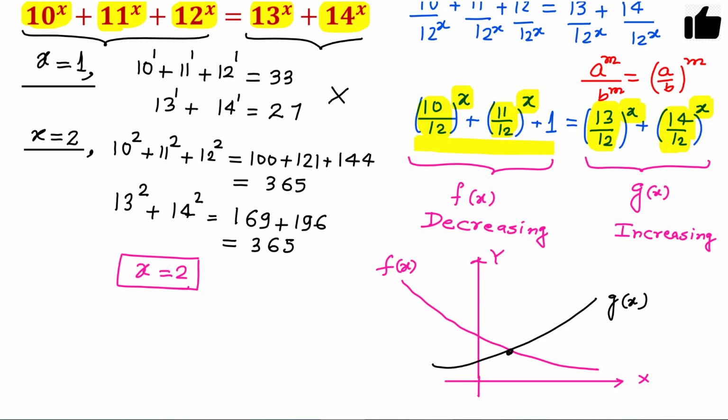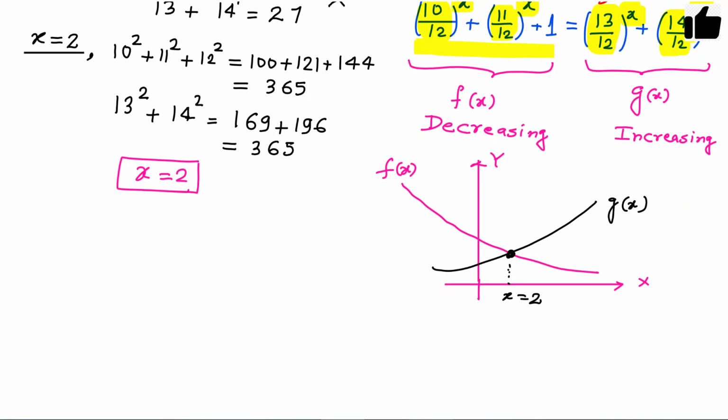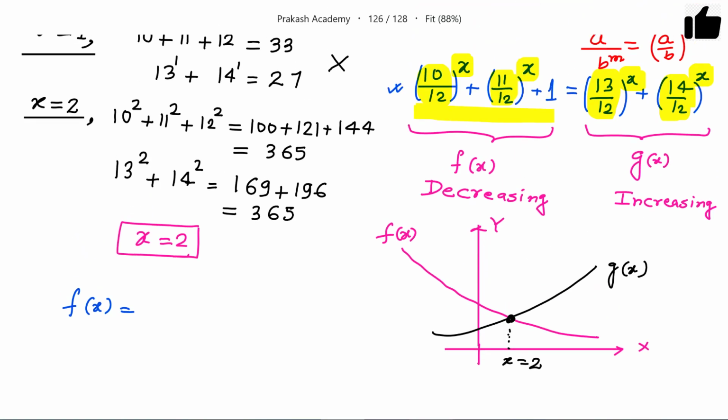So this means they will intersect at only one point, and this point is corresponding to x equals 2. If you are not convinced that f(x) is a decreasing function, we can also prove it using calculus. So let us do this. If I prove using calculus, what is your f(x)? Your f(x) is equal to this function, that is (10/12)^x + (11/12)^x + 1.